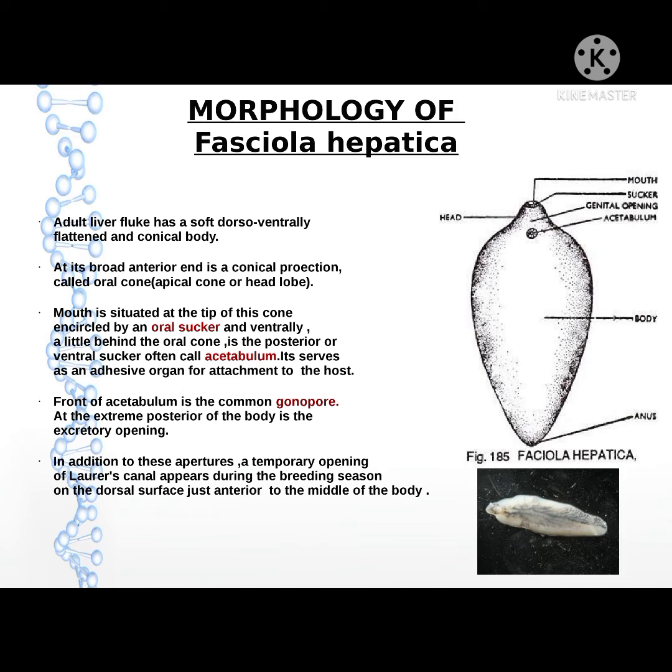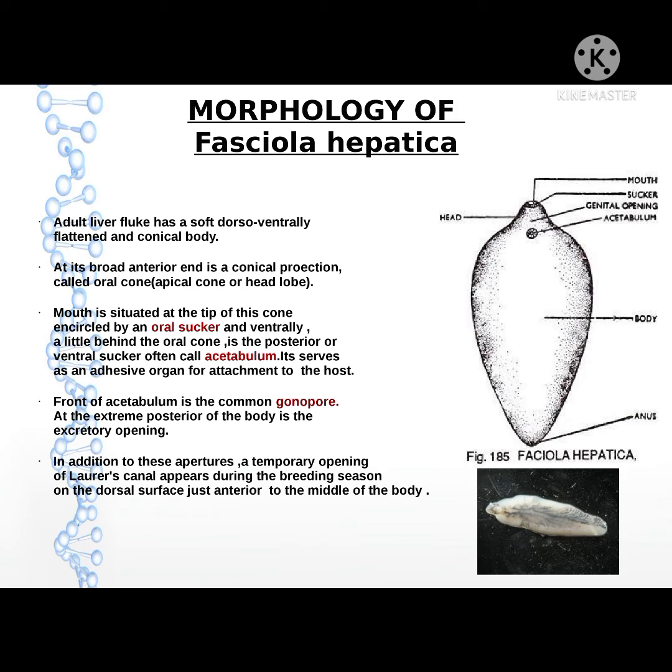Morphology of Fasciola hepatica. Adult liver fluke has a soft, dorsoventrally flattened and conical body. At its broad anterior end is a conical projection called oral cone or apical cone or head lobe. Mouth is situated at the tip of this cone, encircled by an oral sucker, and ventrally, a little behind the oral cone, is a posterior or ventral sucker often called acetabulum. It serves as an adhesive organ for attachment to the host.